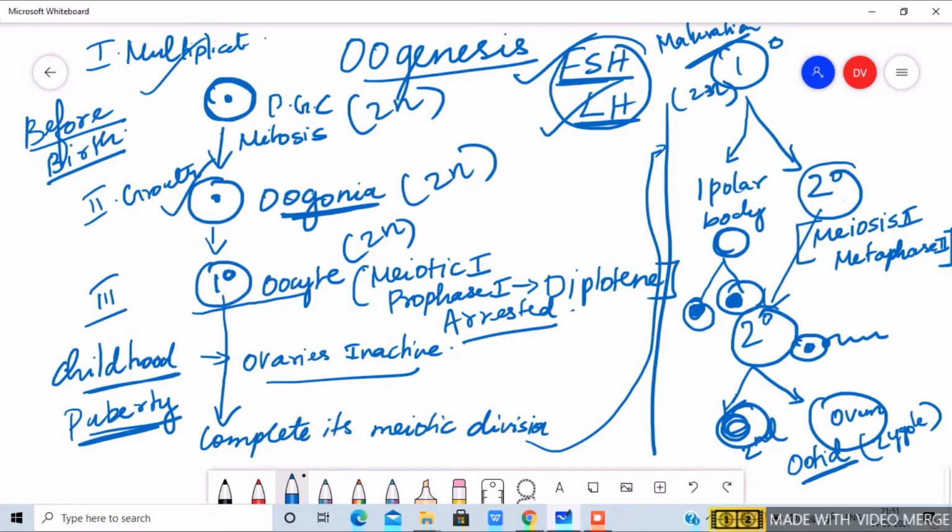Right, and after this they become haploid, right? Once it completes meiosis 1, they become haploid, and of course after meiosis 2 they are also haploid, right? Understanding, guys? That's all we have completed.